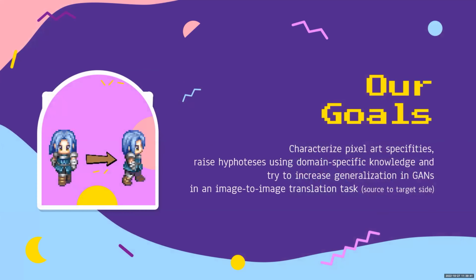So our goal here is an image-to-image translation task: given a sprite character facing front, or facing a source pose, we want to generate an image of it facing another pose. We have had some previous results on this, and as the datasets are too small, it's a little bit difficult to have good generalization capacity.